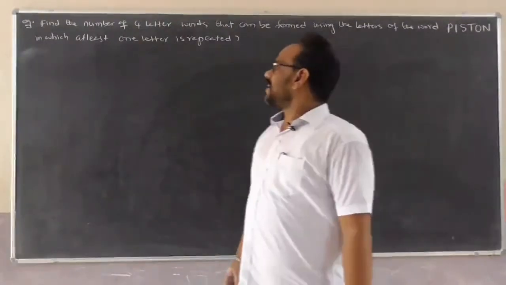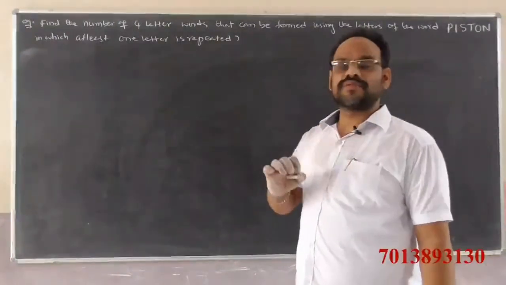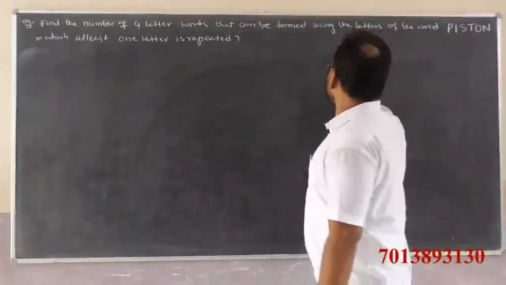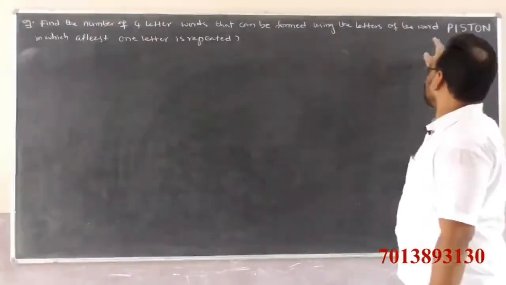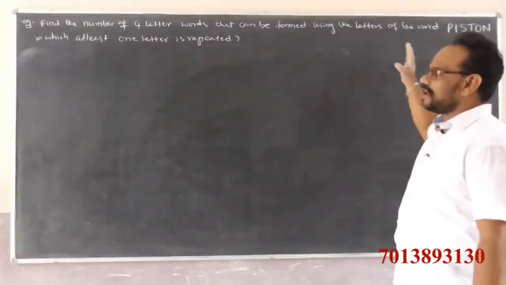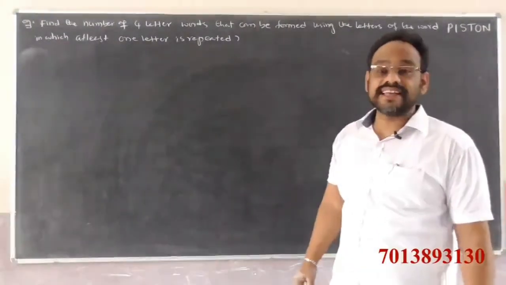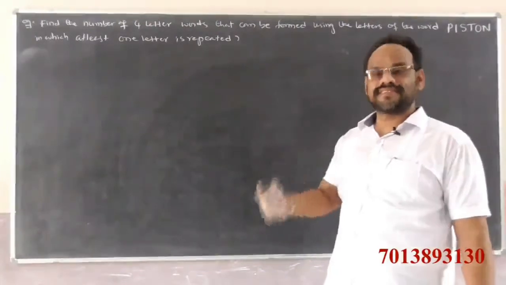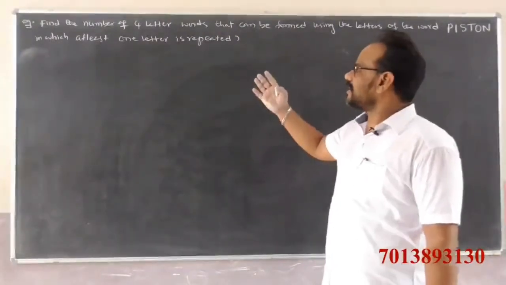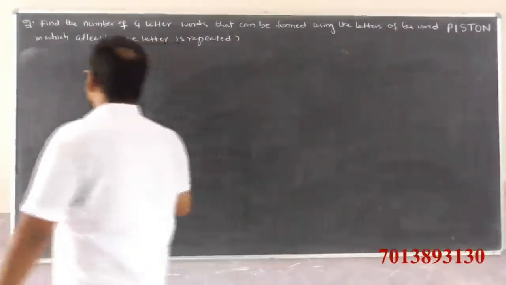Find the number of four-letter words that can be formed by using the letters of the word PISTON, P-I-S-T-O-N, in which at least one letter is repeated. So in this type of problem, how do we calculate it? At least one letter is repeated means we have a formula.